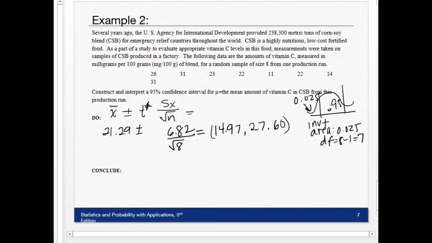So that's what goes in here. So just like before, I need to see the formula written out with your numbers. I need to see the answer.